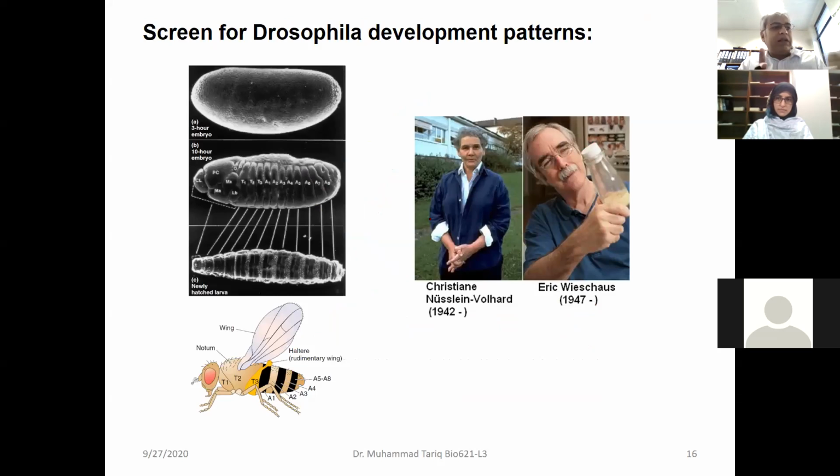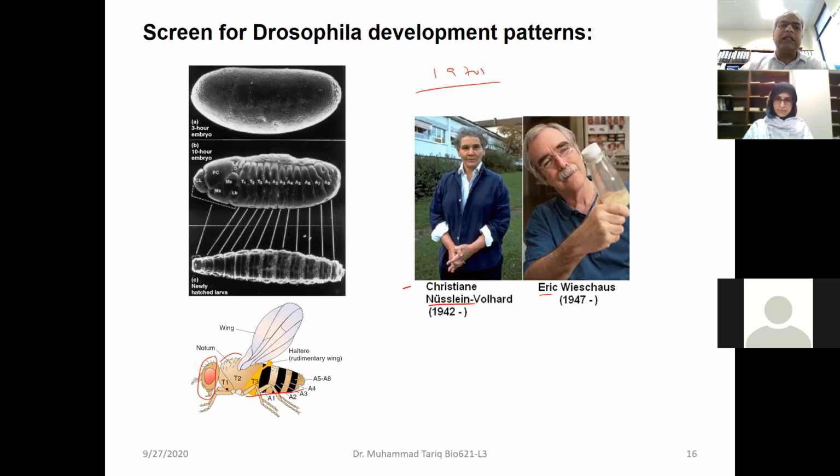One of the landmark discoveries through genetics was understanding the segmentation process in fruit flies. It was led by Christiane Nüsslein-Volhard and Eric Wieschaus. They both, in their postdocs, I think in the early 1970s, were interested in understanding how the segmented body plan is established in fruit flies. For example, the fruit fly is divided into head, then thorax region, and then abdomen region, okay?